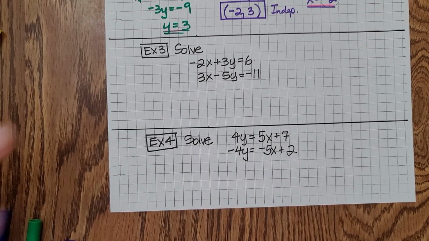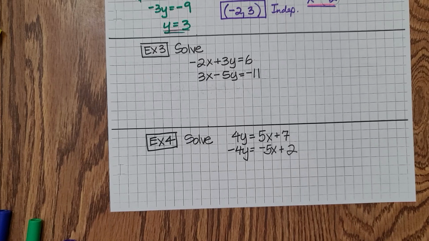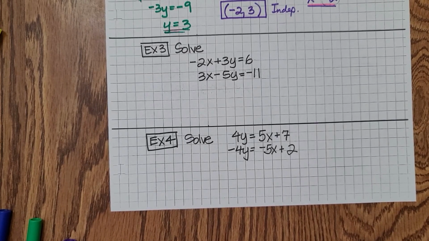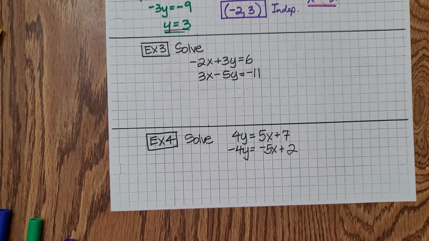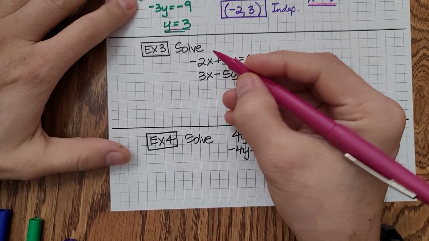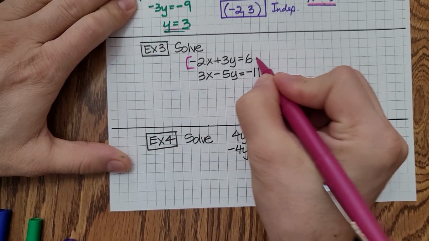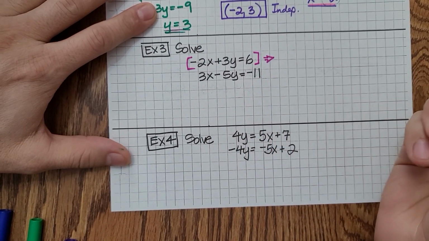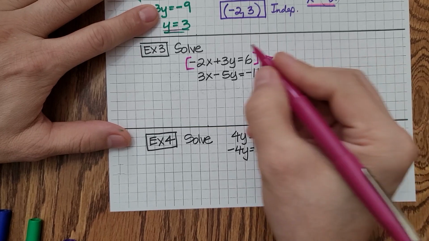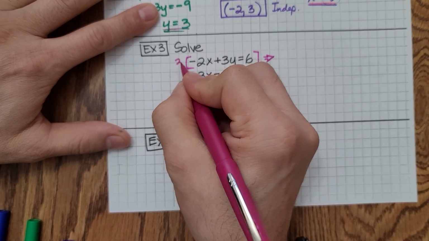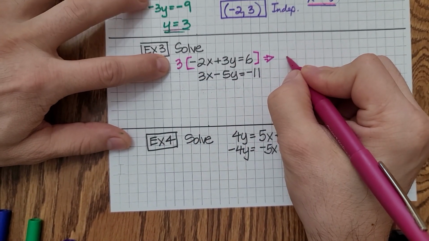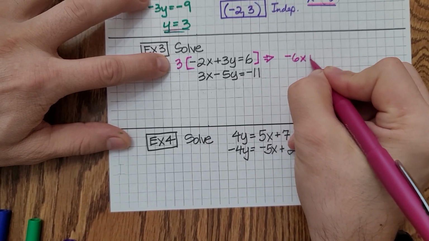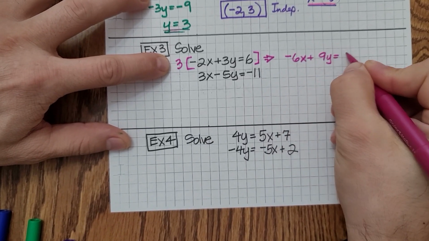Example 1 was all set up for us. Example 2 was we had to do a little bit of work to one of the equations. Example 3, we're taking this step by step, further and further, doing a little bit more work. I'm going to have to multiply both equations by something to eliminate one of my variables. Let's multiply the first equation by 3, which will give us -6x plus 9y equals 18.